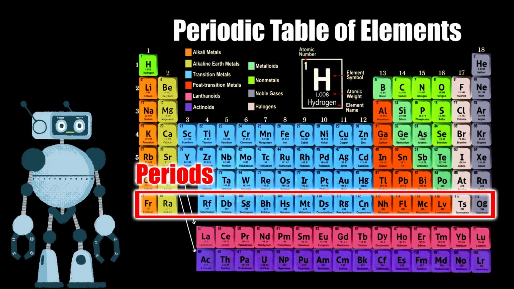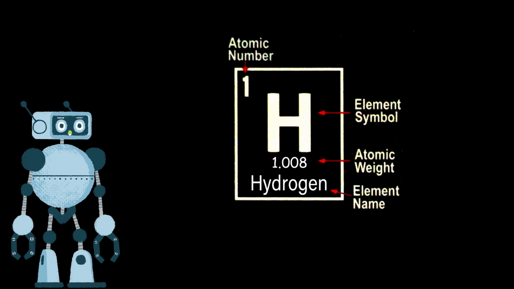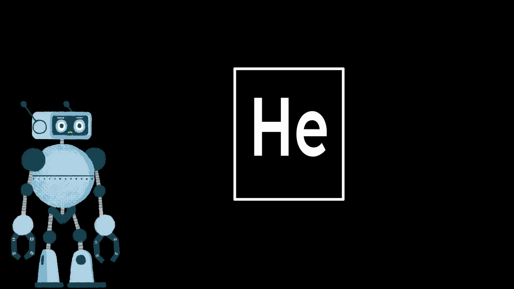Element symbols. Each element is represented by a 1 or 2 letter symbol. The first letter is always capitalized, and if there is a second letter, it is lowercase. For example, carbon is represented as C and helium as He.